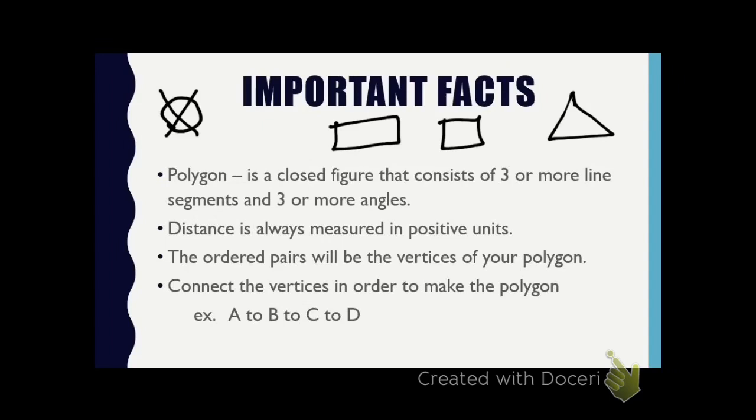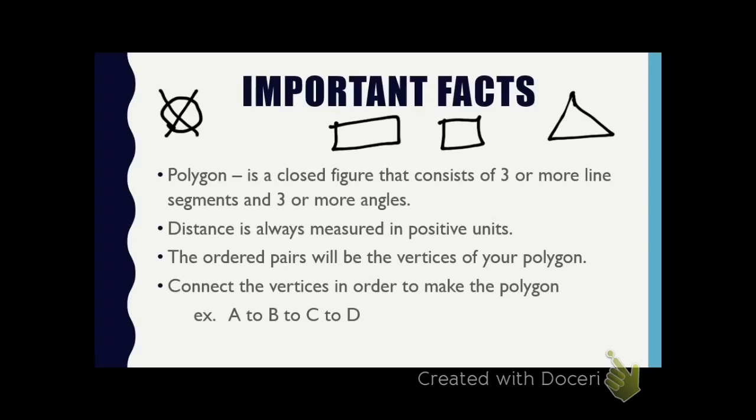We're going to be talking about distance today, and just remember that distance will always be measured in positive units. You can't move a negative 2 miles. You either went 2 miles or you didn't go 2 miles. So distance will always be in positive units.